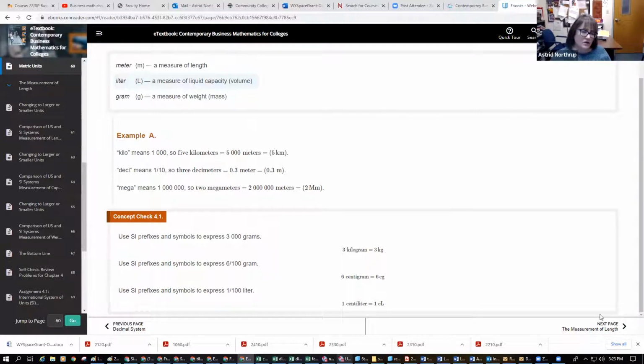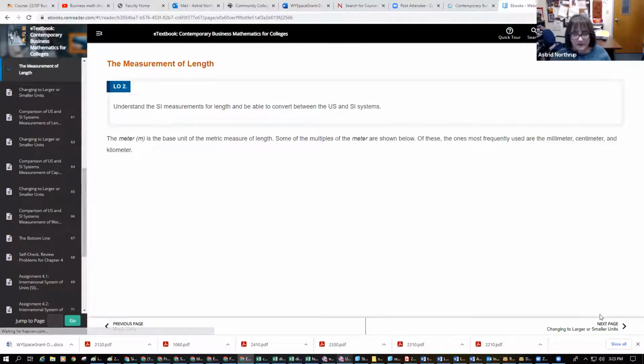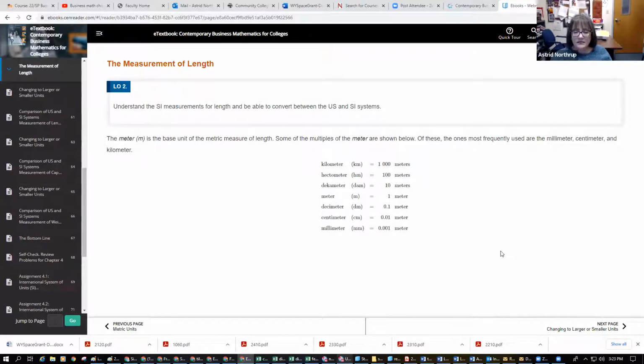All right, now there are a lot of different base units in the metric system, in the SI system, but in this section in chapter 4, we're just going to use those three: meter, liter, and gram. So this talks specifically about meters, and like we said, the pronunciation is a little bit different. This is pronounced kilometer rather than kilometer, and that would be 1,000 meters, down to a millimeter, which is a thousandth of a meter.